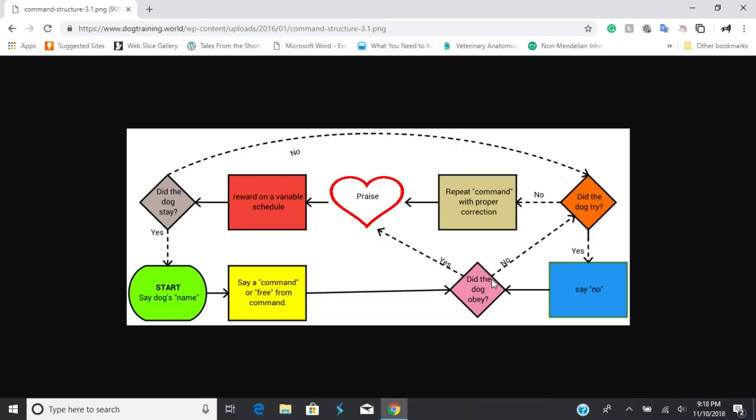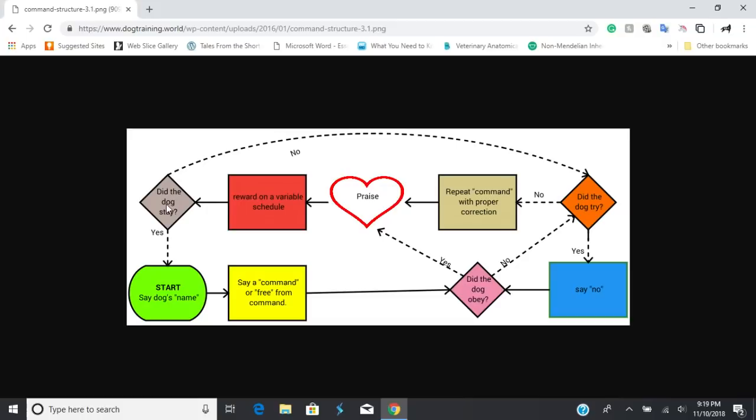If they don't obey, if they don't even try, did the dog obey? No. Did the dog try? I repeat it with the correction. If the dog didn't obey, no. Did they at least try? Then I use the word no. All right? Did the dog obey? If they still didn't obey, but they tried, I'm going to say no again. If they start doing different things and trying, I'll just say the word no unless they don't try. And then once they actually try and they get it right, they go back to praise. But if they don't try, that's the only time we give a punishment.